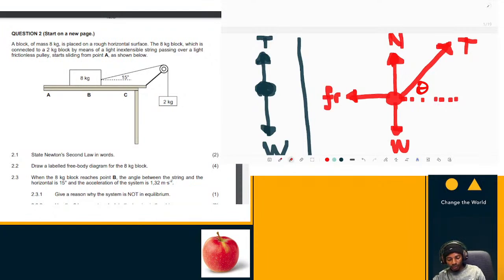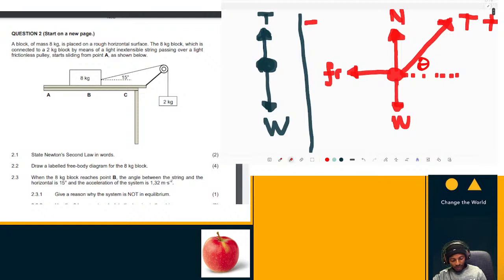I'm going to choose this direction to the left as negative because friction tends to oppose the motion of the system. Then I'm going to choose this direction to the right as positive. The weight is pulling the object downward, therefore I shall choose this direction as positive, and this direction as negative, because the tension is going to oppose the motion of the 2 kg block. I hope that is clear.